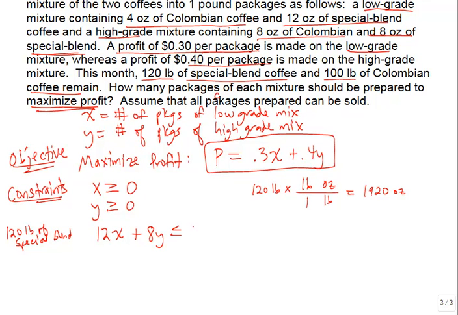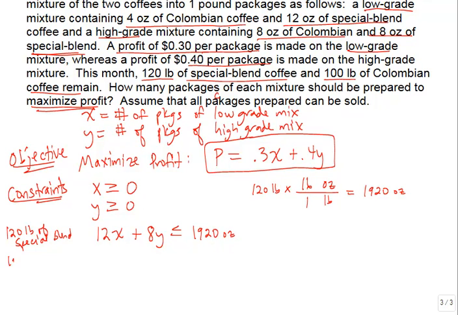So we have 1,920 ounces of special blend coffee available to use. 12 ounces per package are devoted to the low-grade mixture, and 8 ounces per package are devoted to the high-grade mixture. So that's our constraint on the special blend.